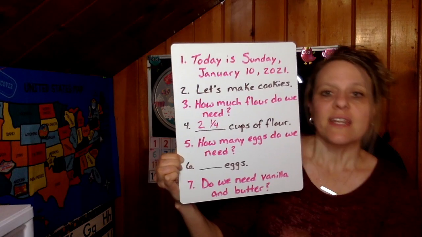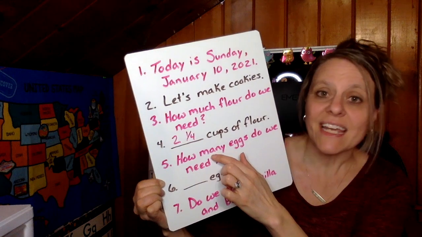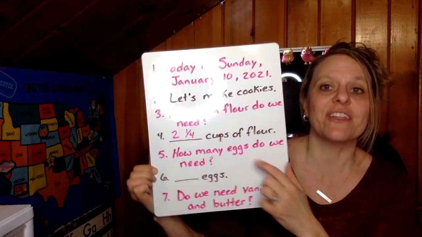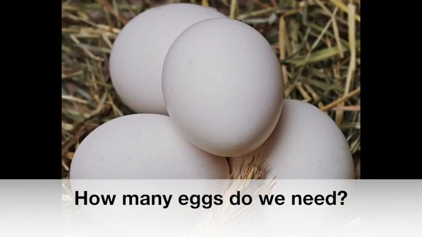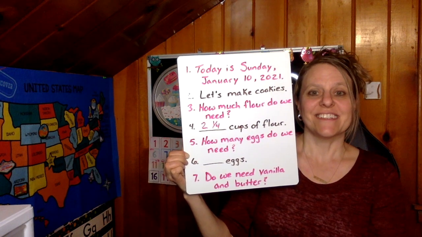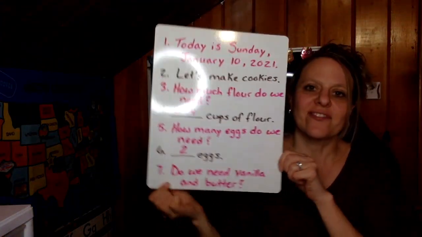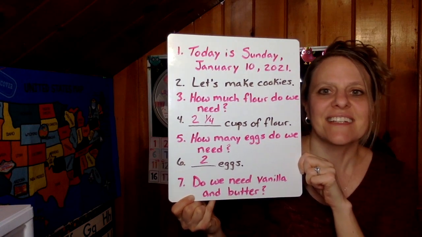Number 5, how many eggs do we need? How many? We use many because we can count the number of eggs. How many eggs do we need? How many eggs did you write down? For number 6, you should have written down 2. 2 eggs. So number 6, 2 eggs.